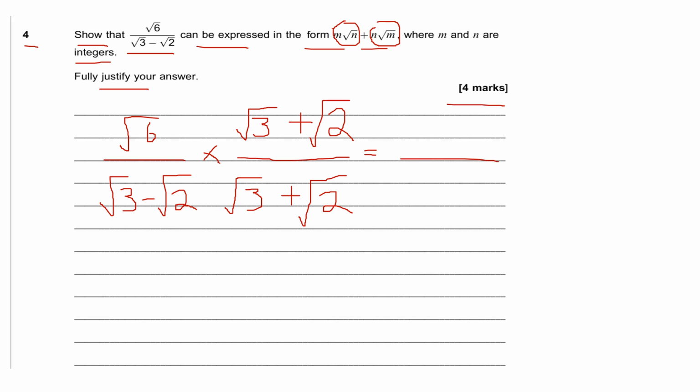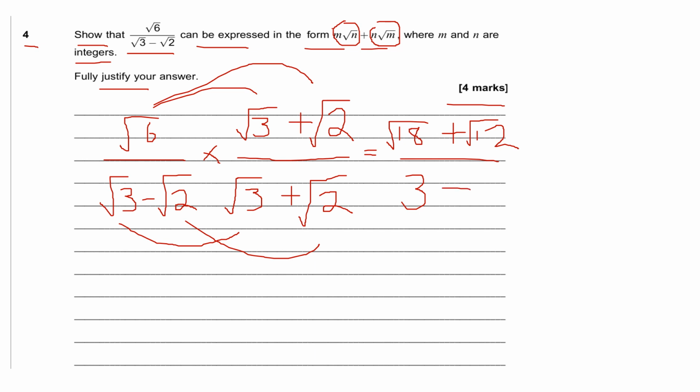So now multiply the fraction, top by top, bottom by bottom. Root 6 times root 3, that'll be root 18, the square root of 18. And then root 6 times root 2 becomes root 12, so I can write it under one square root. On the denominator, here's the key: you do this times this minus this times this. So root 3 times root 3, that'll be root 9, which is going to be 3, minus 2 times 2 is 4. Root 4 is equal to 2, so we have that.